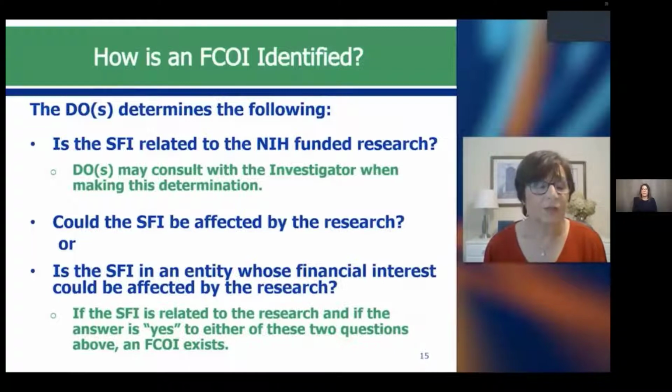Now, if the determination is yes, it is related, then the DOs will ask the next question. Could the significant financial interest be affected by the research, or is the SFI in an entity whose financial interest could be affected by the research? And if the answer to either one of those questions is a yes, then you have a financial conflict of interest. It's not a bad thing. We want people to have ties with industry. That's how we get good discoveries. But what we want are financial conflicts of interest to be identified, managed, and reported to NIH.